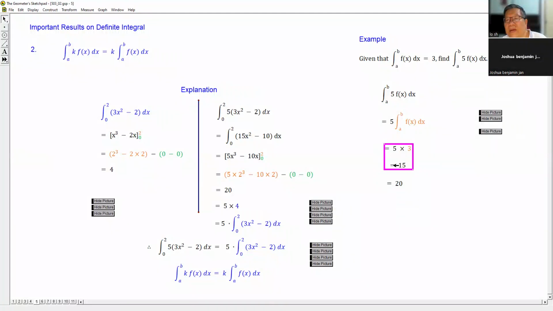I replace it with the number 3. Where does this 20 come from? This one. Don't know. Okay.